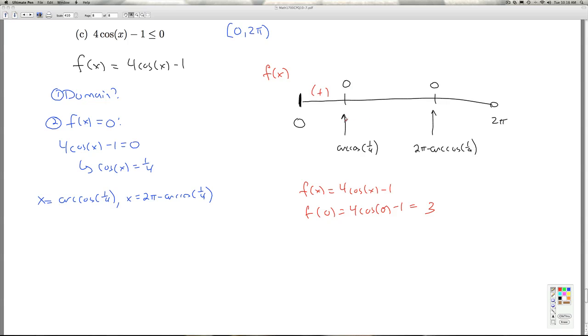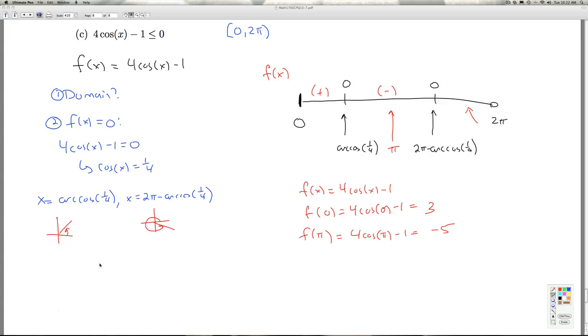For an angle between arc cosine of a quarter and 2 pi minus arc cosine of a quarter: arc cosine of a quarter, by definition, is an acute angle in quadrant 1. So 2 pi minus that acute angle is going to be in quadrant 4. So I can pick anything in there. I could pick pi. Pi will work. It's going to give me a negative 5. And now I've got to figure out something to plug in here.